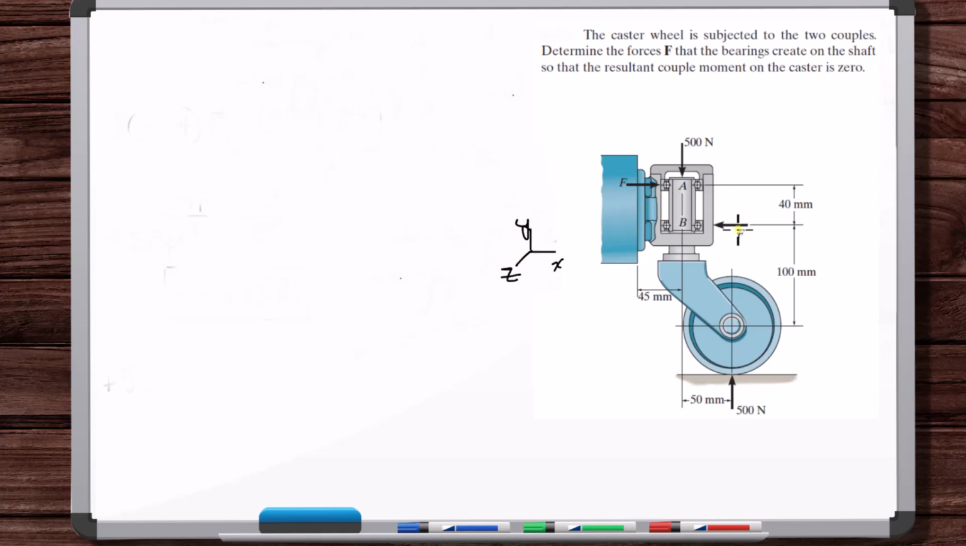So these forces F are separated by 40 millimeters. So we've got 0.04F, and this is in the negative direction, clockwise, plus in the positive direction, these 500 Newton forces, this force pair is separated by 50 millimeters. And this needs to be equal to zero.